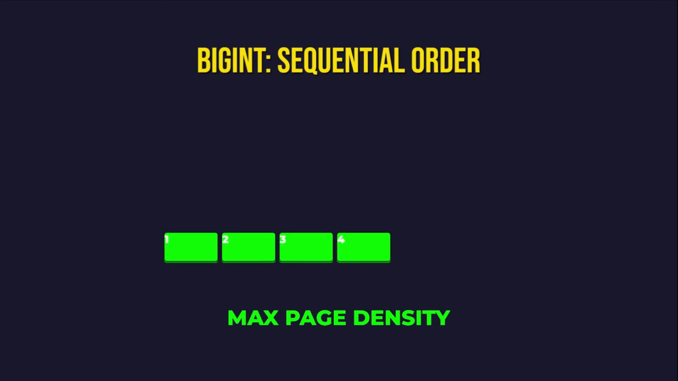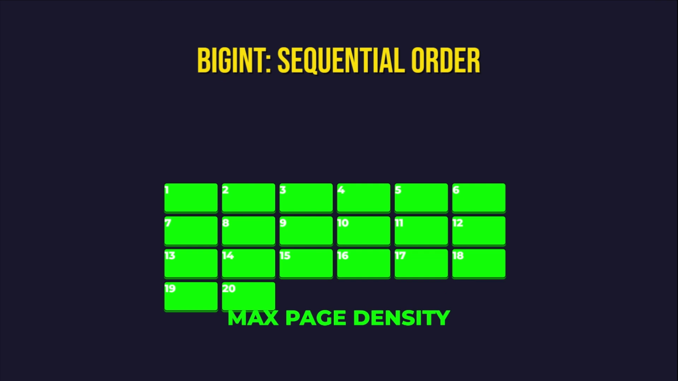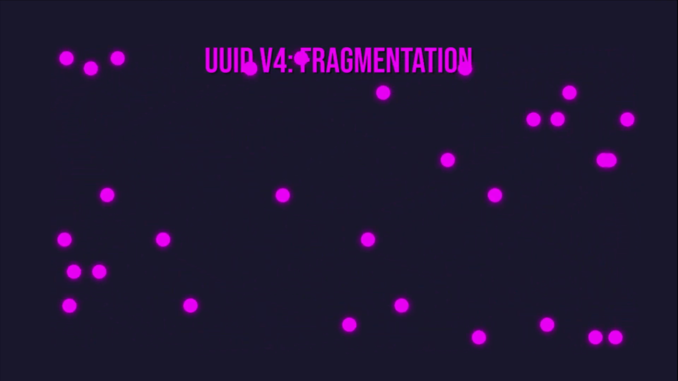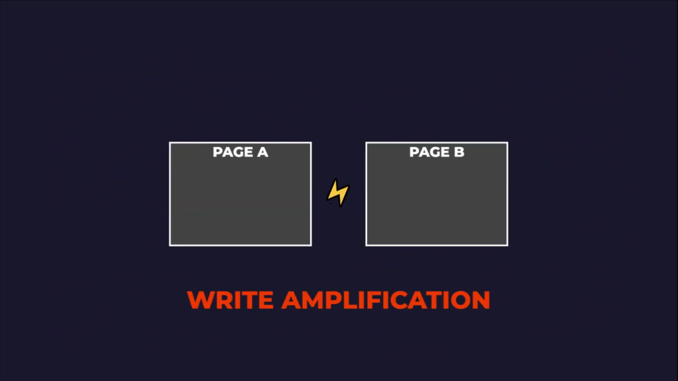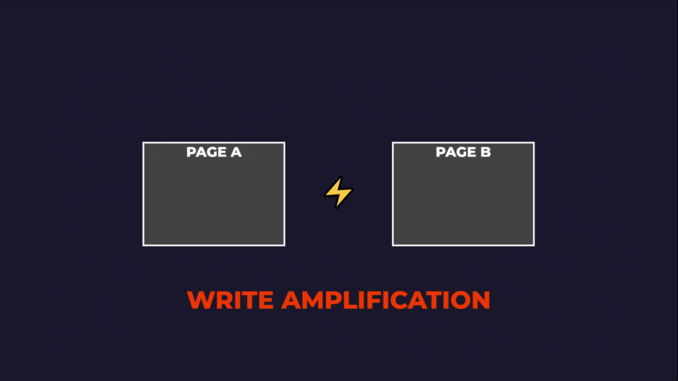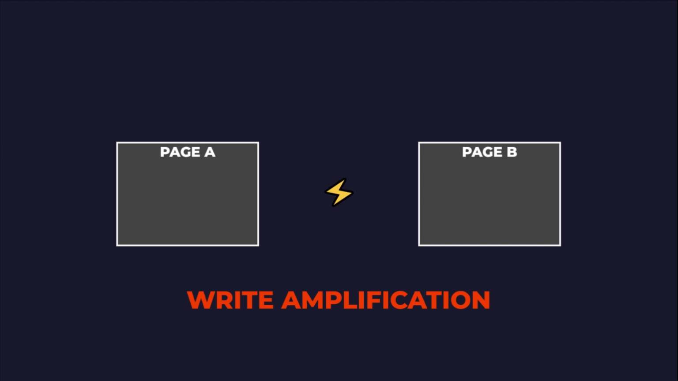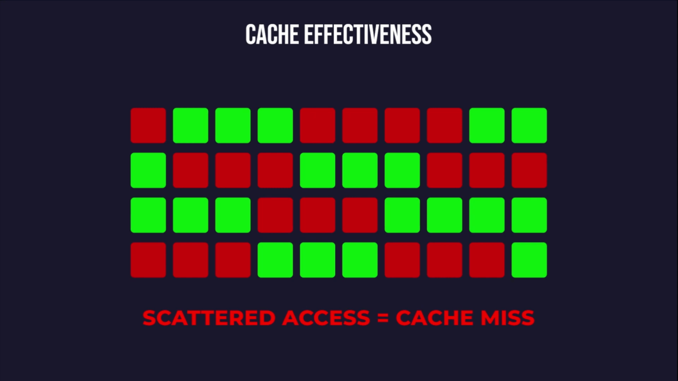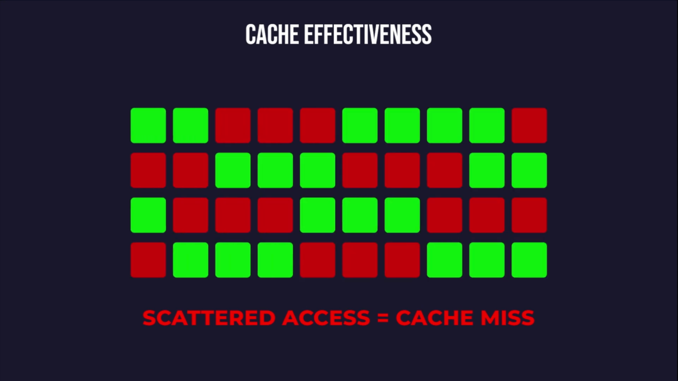A BigInt primary key guarantees sequential insertion order, minimizing B-tree splits and maximizing page density. A UUID version 4 key, however, introduces immediate severe B-tree fragmentation. When a new row is inserted, the random nature of the UUID forces the database to locate a random leaf page, often requiring a page split or relocation, leading to significant write amplification.